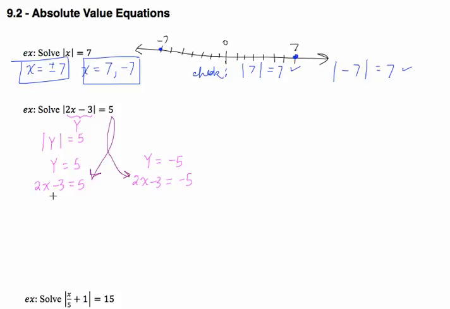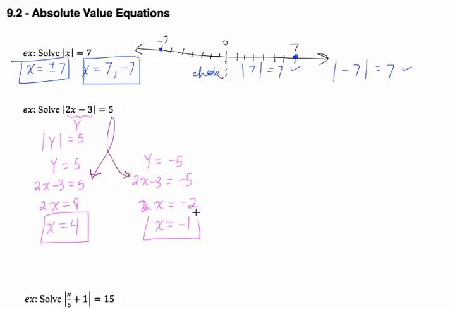And then we can solve each of these two equations to find the two x's that make this true. Adding 3 to both sides of this equation gives us 2x equals 8, and so x equals 4. Or on this side, we'd have 2x equals, let's see, -5 plus 3 is -2, so x is -1. Those are our two answers.